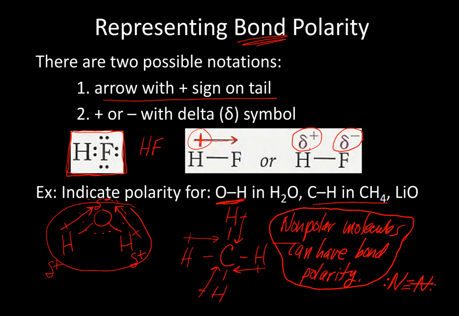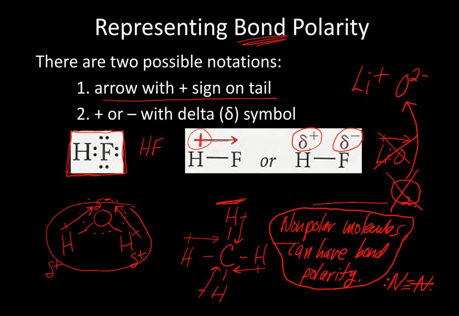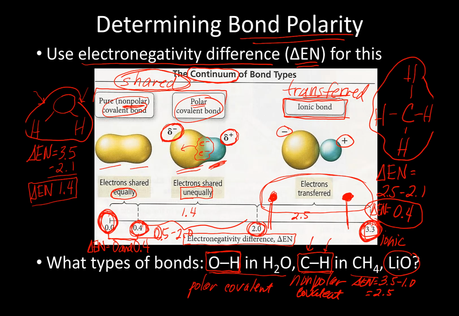Oh, one more thing. Lithium oxide. This concept of representing bond polarity is not relevant. You don't write lithium oxide like this because it's an ionic compound and you have a transfer of electrons. So the way to represent these would be lithium with the full positive charge and oxygen with the full negative charge. And I just realized this compound is incorrect on these slides because oxygen has a charge of 2-.